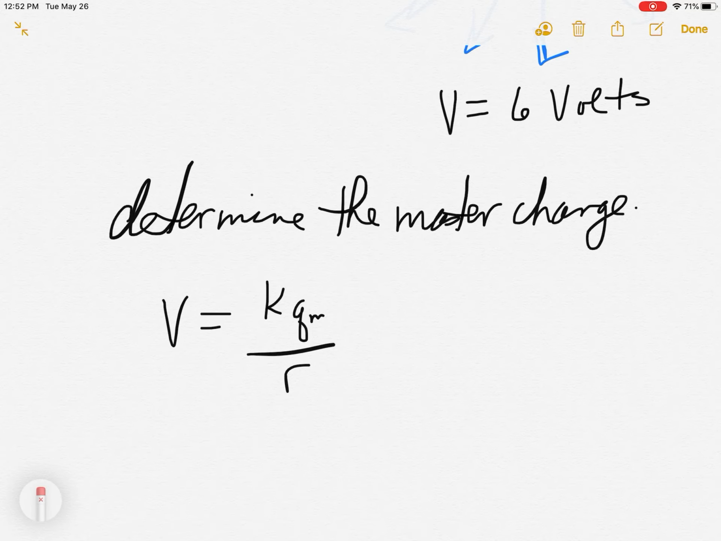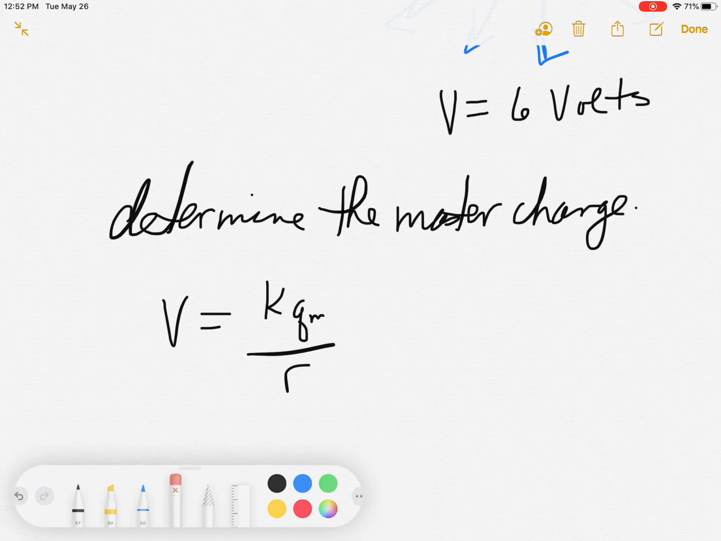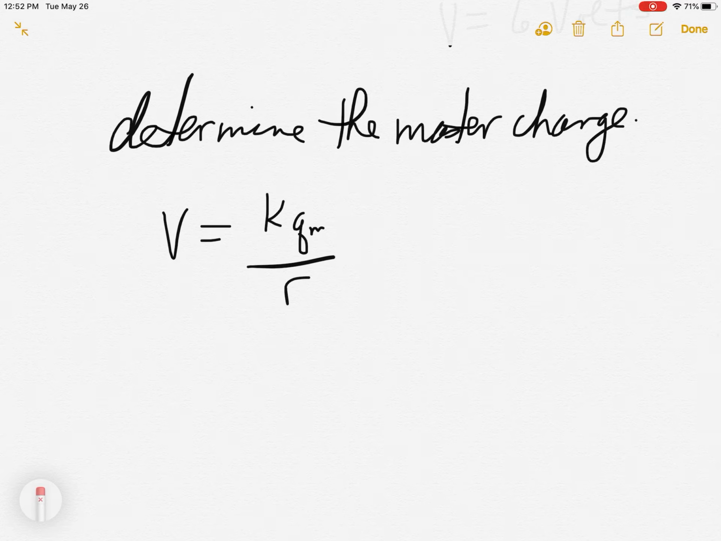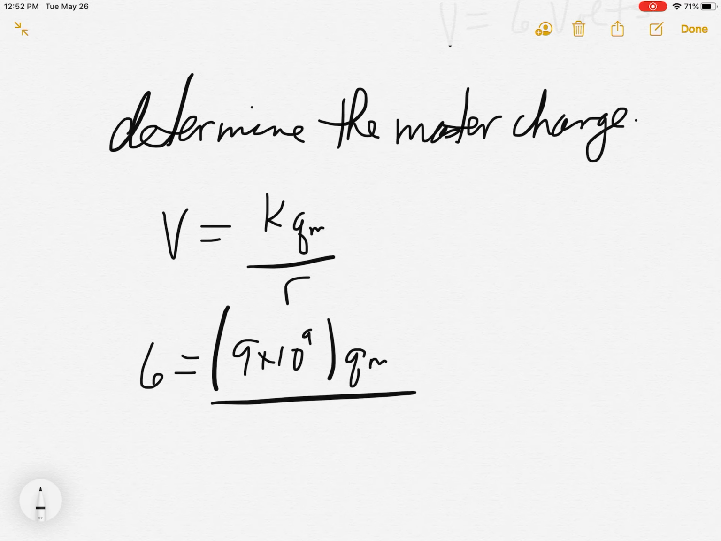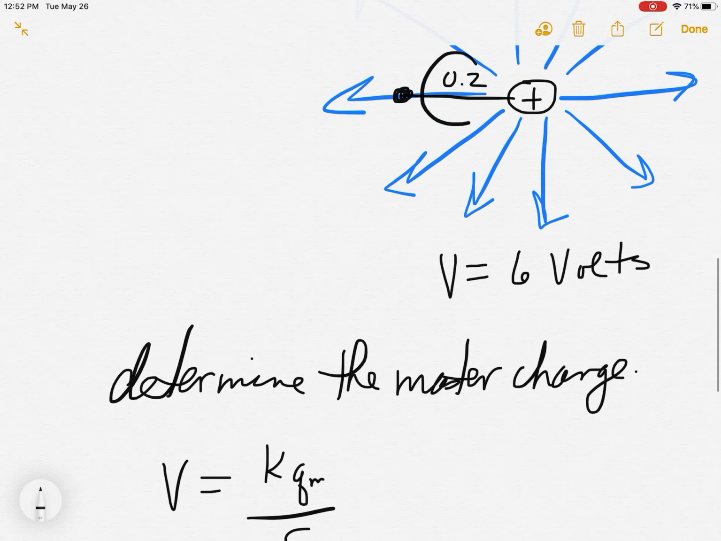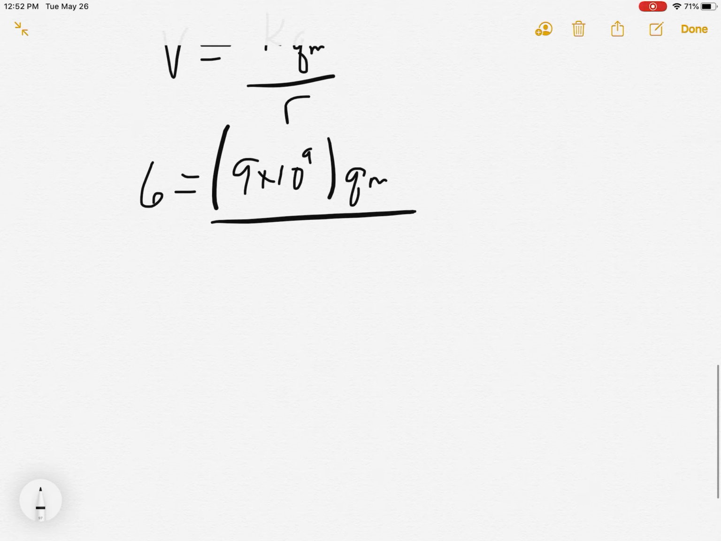So 9 times 10 to the 9. Well, actually, let me do it, I'll go down a line. We'll go down here. The voltage in this case is given, so 6 volts equals 9 times 10 to the 9 times Q_M, and it's 0.2 meters away. It's 0.2 meters out in the field, so 0.2. And you crunch this out, you're going to get a number. Now, this is going to be a gigantic number.